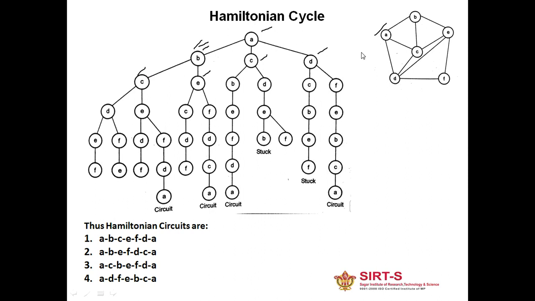The adjacent nodes to this C are D, A, B, E. As A and B are already traversed, we are going to consider this D and E. Now again, from D, what are the adjacent nodes? For D, the adjacent nodes are C, A, E and F.